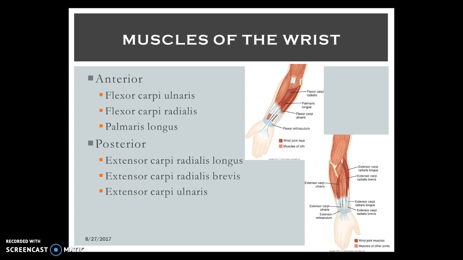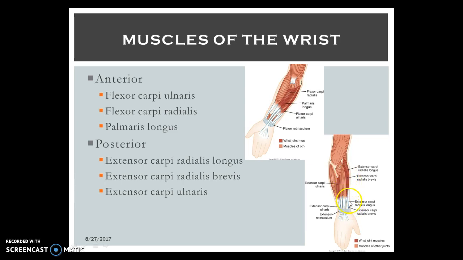The muscles of the wrist that are located on the forearm, there's an anterior compartment that consists of the flexor carpi ulnaris, which is right here, and your flexor carpi radialis, and then the palmaris longus that runs more midline, which, you should know that some people do or do not have these, and some people may only have one. The posterior compartment consists of the extensor carpi radialis longus, right here on your thumb side, your extensor carpi radialis brevis, which is just inside the longus.